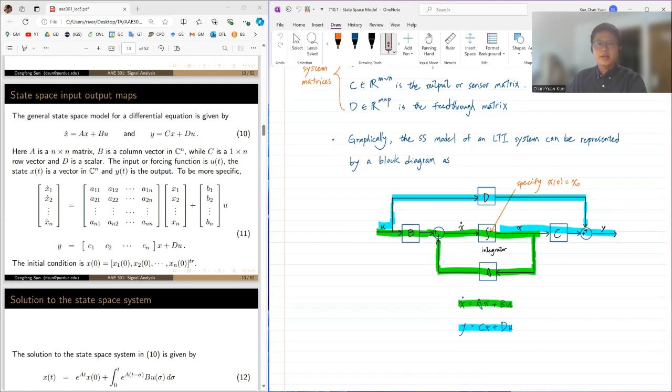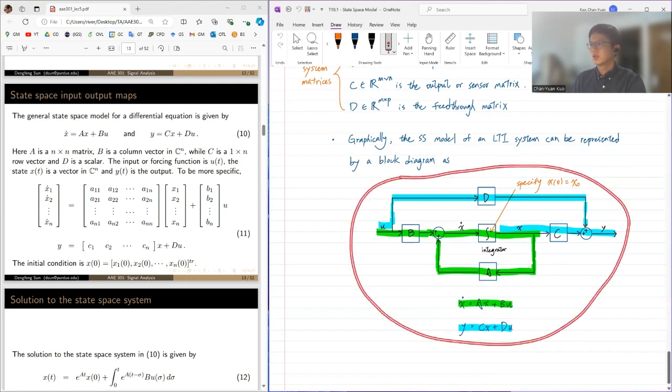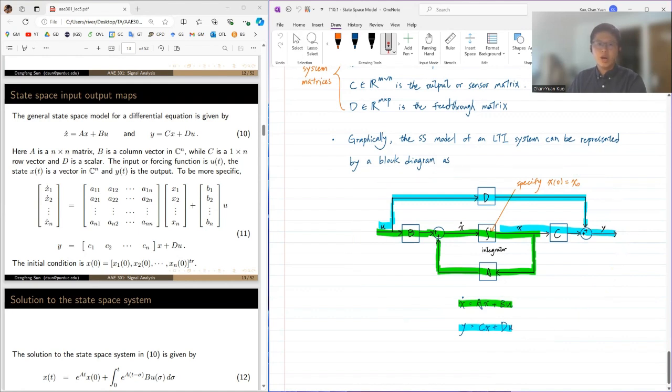In addition, the state space model can also be described by a block diagram shown here. This block diagram can be divided into two parts. One part in green that is related to the state dynamics, and the other part in blue that is related to the output equation.